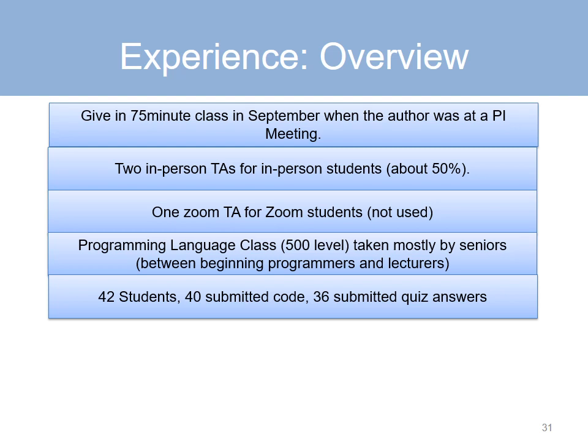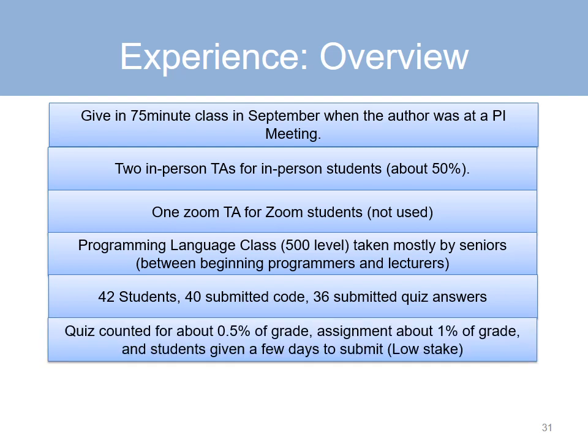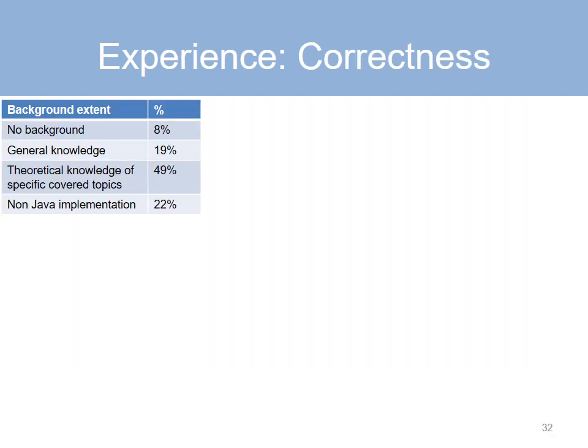And there are 42 students in the class. Some students were just not doing anything at all. 40 students submitted code, 36 submitted quiz answers. And it was low stake. The quiz counted for 0.5% of the grade. I have a class participation grade, and for every class question they answered, they get some points. So every quiz question was like a class participation question, so it was very low stake. And the assignment was 1% of the total grade, less than that, because low stake. So here's the background they had.